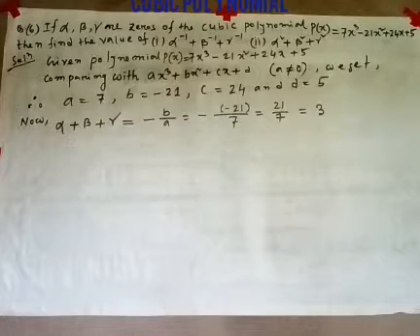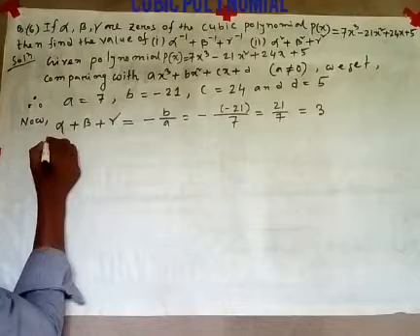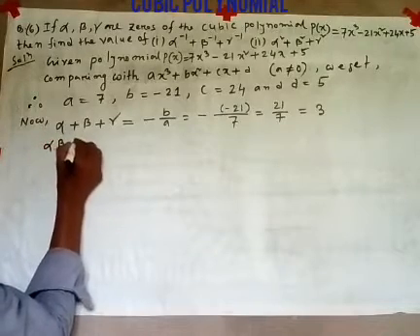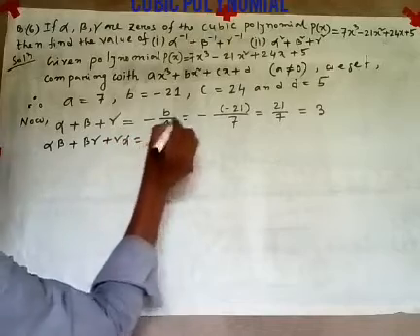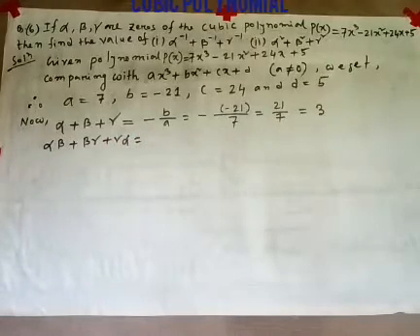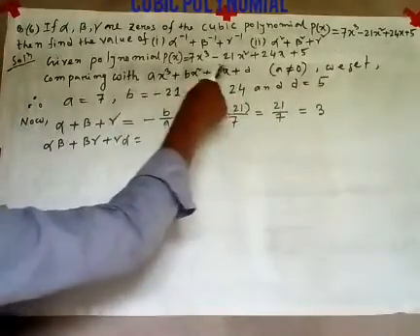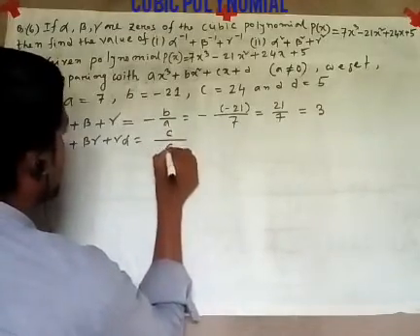Then what formula will come? Sum of the product of the zeros taken 2 at a time. It means alpha beta plus beta gamma plus gamma alpha equals, what is the formula? The formula is C by A. So we can write C divided by A.